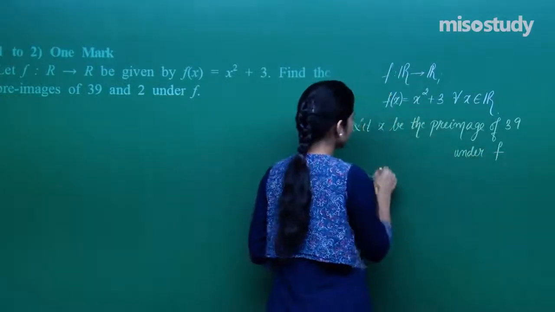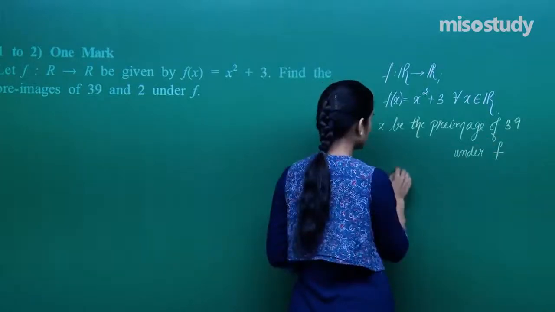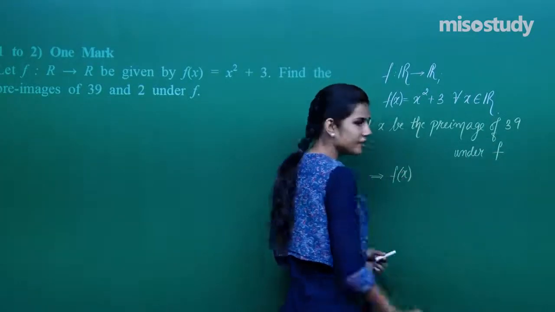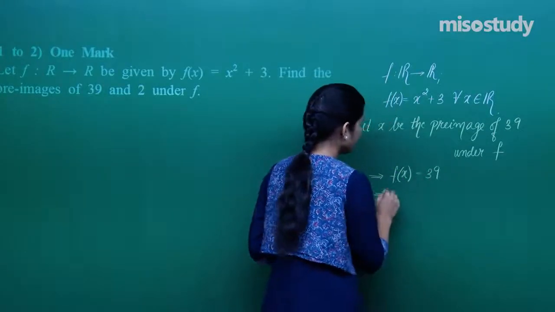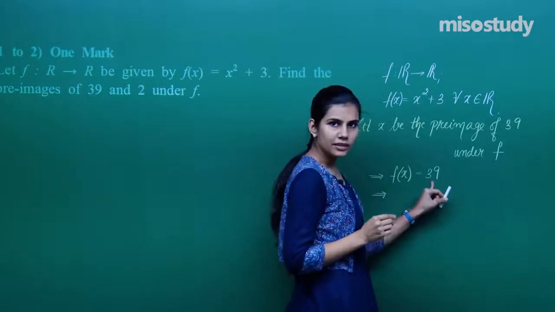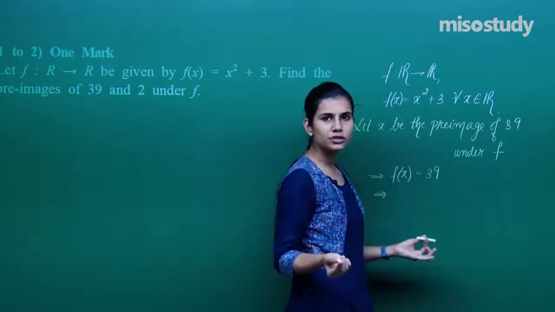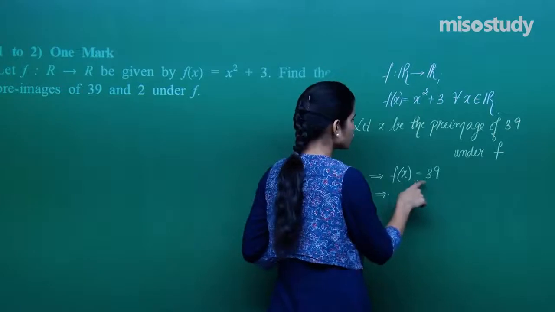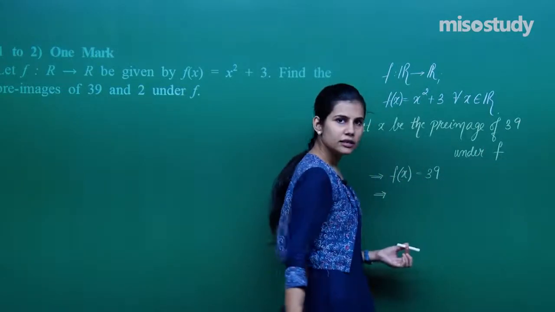This implies x is the preimage of 39 under f, means f is mapping x to 39. That means under f, x is mapped to 39. Image of x is 39 under f, that means x is preimage of 39 under f. That is the relationship between image and preimage. So if x is the preimage of 39 under f, that means image of x under f is 39.